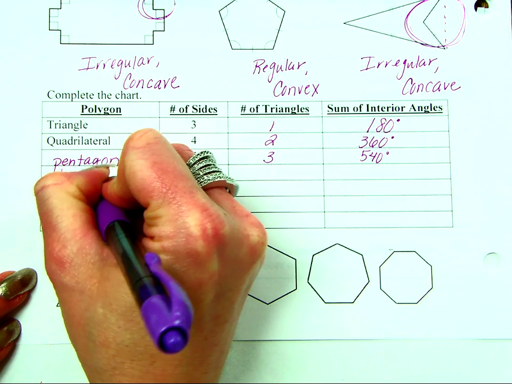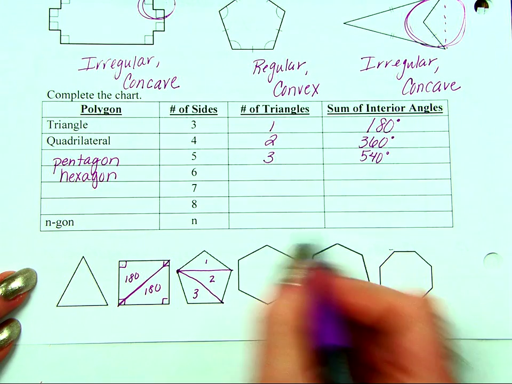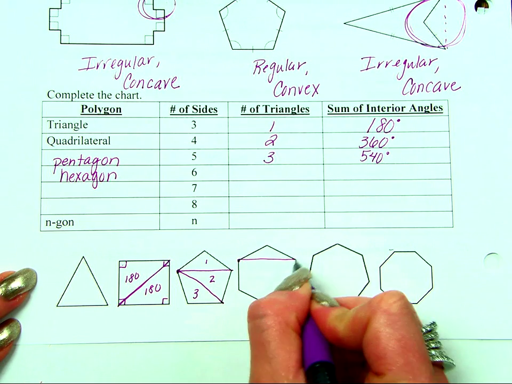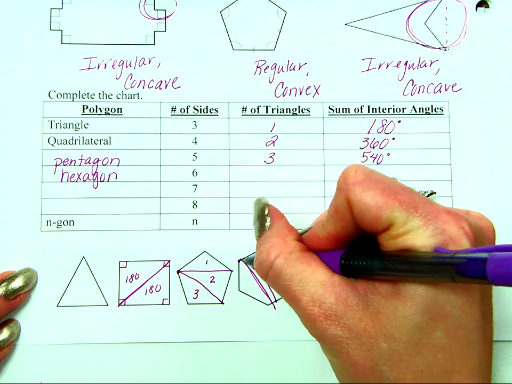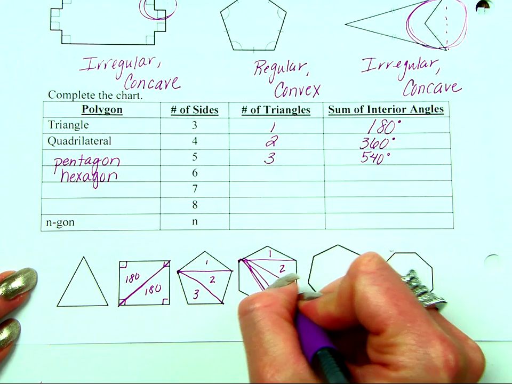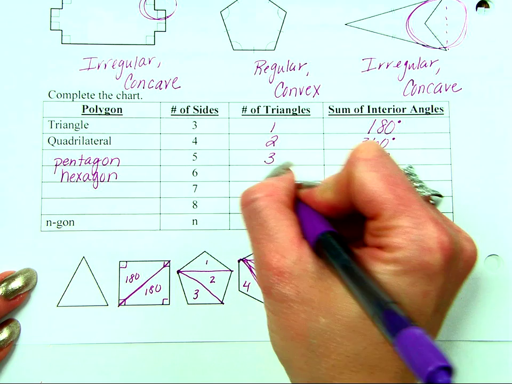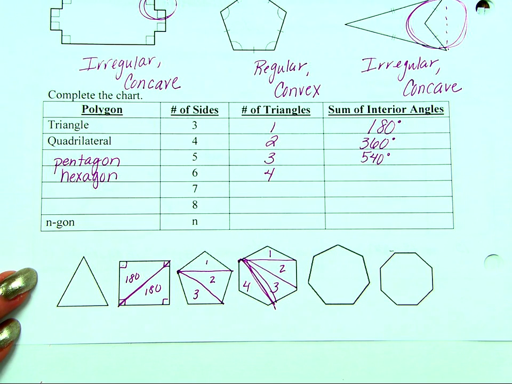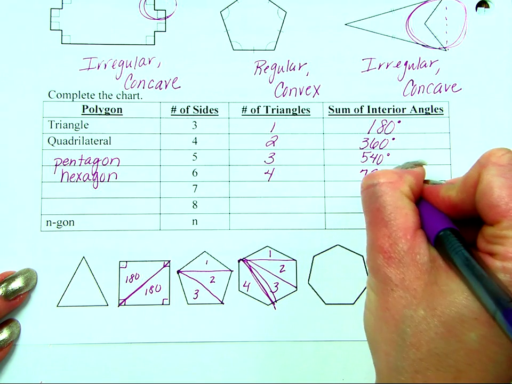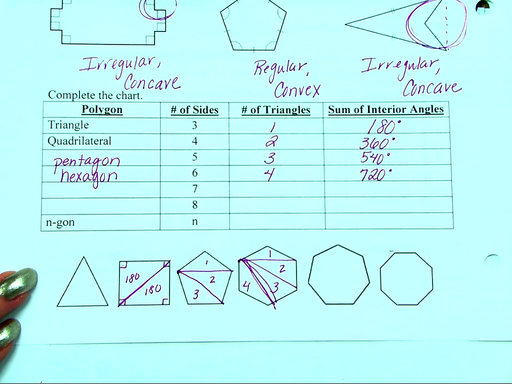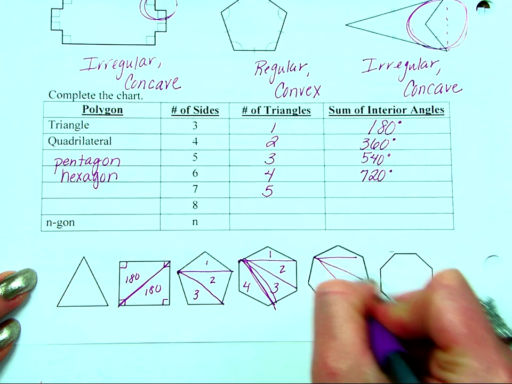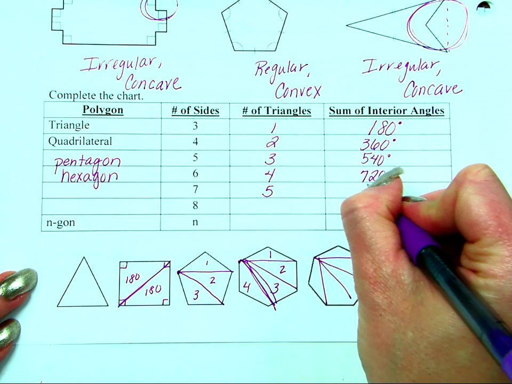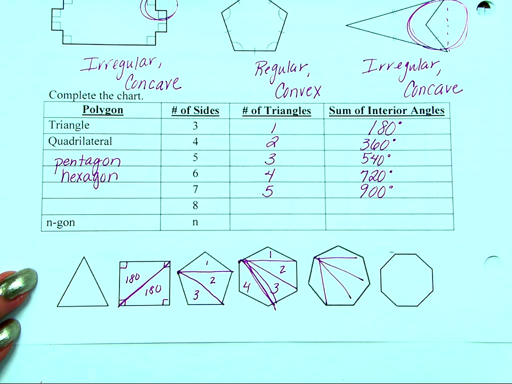What about my six-sided figure? My six-sided figure is a hexagon. And again, from one vertex point, if I think about splitting that into triangles, although I didn't draw that very well, I can see I would have 1, 2, 3, 4 different triangles. 4 times 180 degrees would give me 720. And, in fact, that pattern would continue. For my 7-sided figure, we would end up with 5 triangles, 900 degrees total.